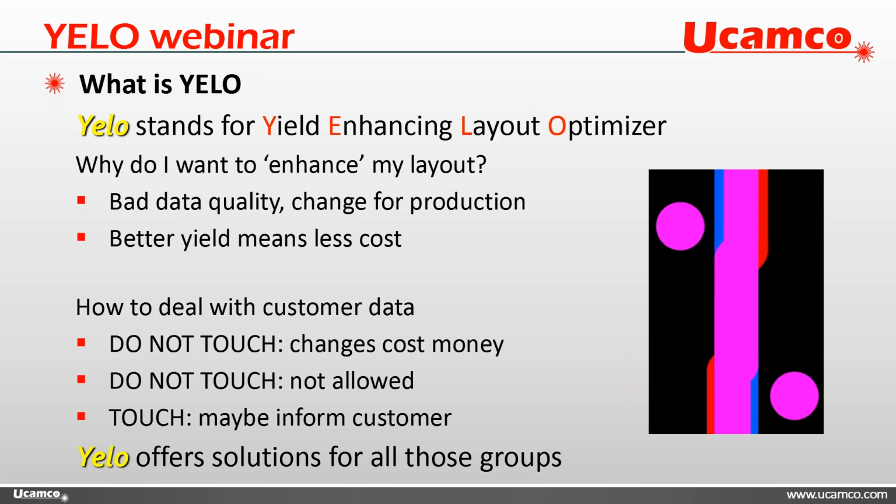You also have do not touch manufacturers that say, my customer does not allow me to change the data, so it must be produced like they sent it. This is also a possibility. And fortunately, the bigger part of manufacturers say, we can change the data, and sometimes we need to inform the customer. It depends on the change, or it depends on the customer. Sometimes they don't need to inform.